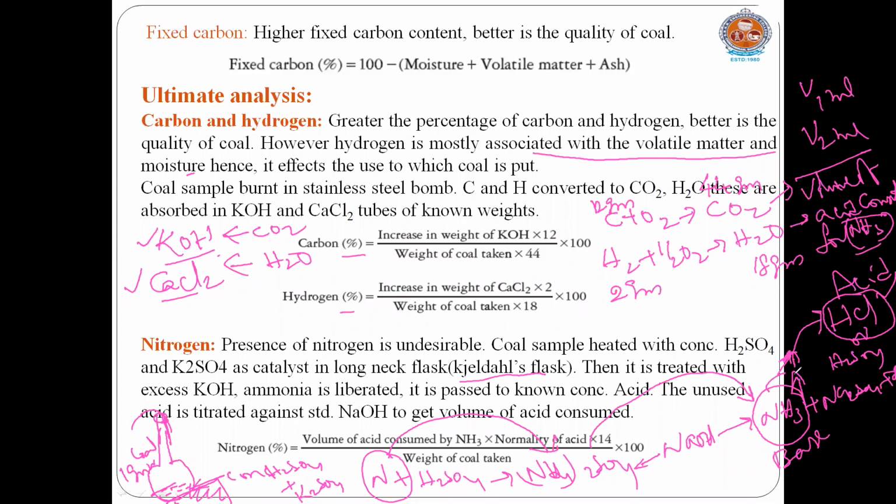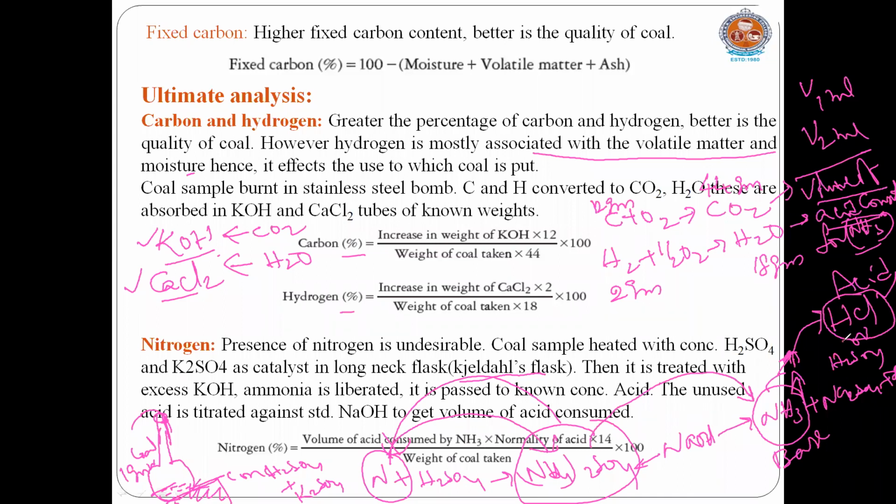The liberated ammonia is equivalent to the ammonium sulfate. The ammonium sulfate is equivalent to the nitrogen content present in the fuel sample, right? So we simply use this value, the volume of acid consumed. See the formula: nitrogen percentage is equal to the volume of acid consumed by the ammonia, this is V1 minus V2, into normality of acid.